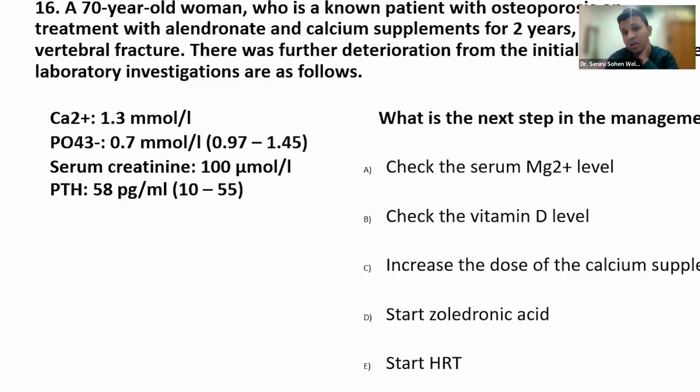So what about A? Yes, A is also a good option because magnesium is essential for the parathyroid sensing of the calcium level. So checking the magnesium level is also important, because if there is underlying magnesium deficiency, you should correct that for your PTH response to be appropriate to the level of hypocalcemia. But hypomagnesemia is less common than vitamin D deficiency.